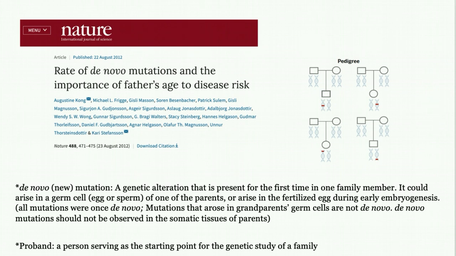And proband, this is a medical term. Usually in medical research, you start with the patient. We suspect that patient has some genetic disease. We go back, collect more samples from the family, and try to locate the genetic mutation. So the first patient in the family that is under study is called the proband. In this case, it's the child.